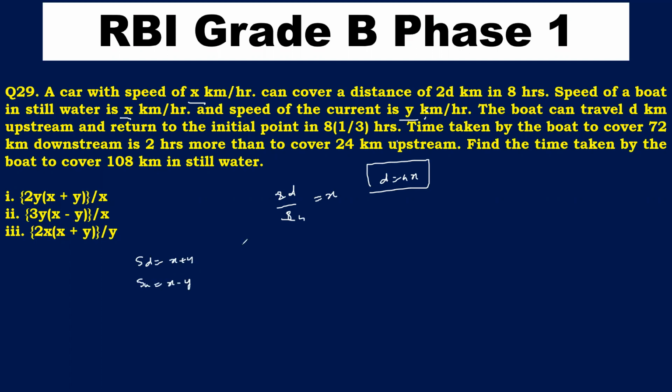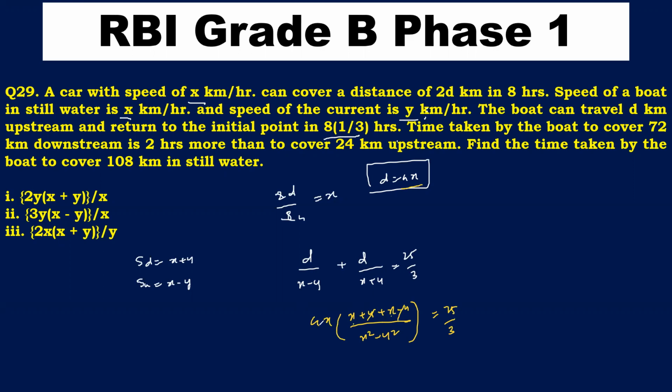The boat can travel d kilometers upstream and return. So d upon x minus y plus d upon x plus y, the total time taken is this, 8 and 1 by 3, that means 25 by 3. Putting the value of d as 4x, we can take 4x common: x plus y plus x minus y upon x square minus y square is equal to 25 by 3.